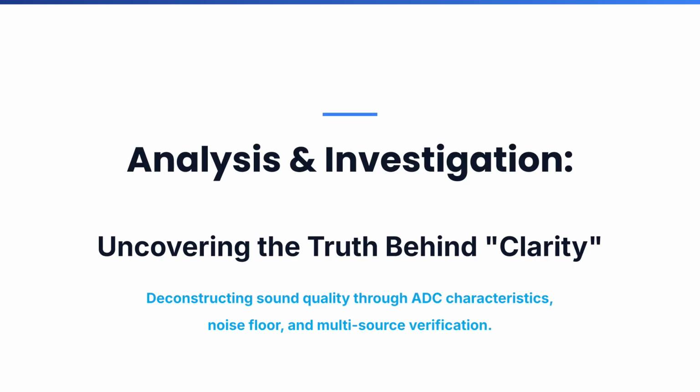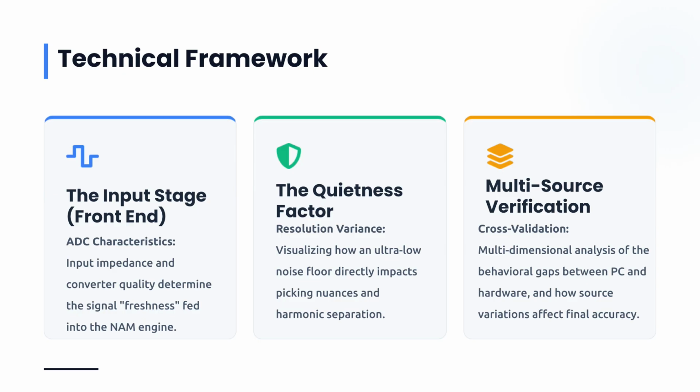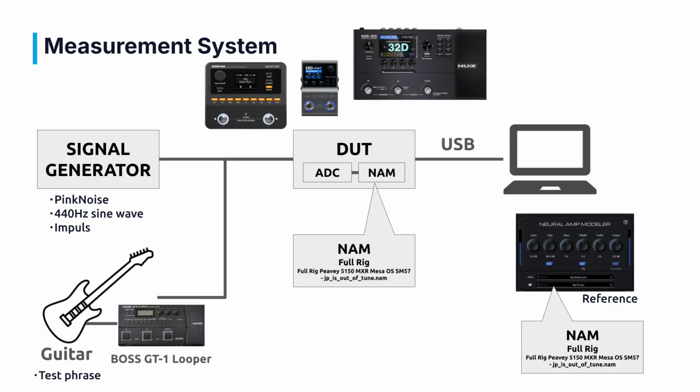Let's break down this delta through 3 lenses. 1. The input stage, analyzing the signal before NAM processing. 2. Silence, measuring the noise floor to see how nuance survives. 3. Multi-source validation, full-path PC NAM versus optimized device NAM. Here is the signal chain, using pink noise, 440 Hz tones, and impulse signals for analysis.